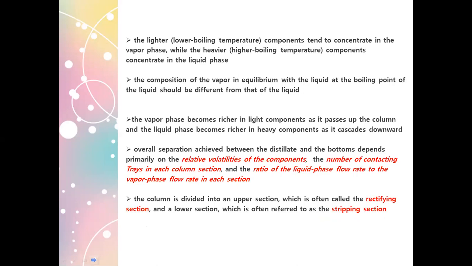Now, the lighter, lower boiling point components tend to concentrate in the vapor phase. So we expect that those that have lower boiling points will be the ones that will condense first, while the heavier, higher boiling temperature components concentrate in the liquid phase. So the composition of the vapor in equilibrium with the liquid at the boiling point of the liquid should be different from that of the liquid. And the vapor phase becomes richer in light components as it passes up the column, and the liquid phase becomes richer in heavier components as it cascades downwards.